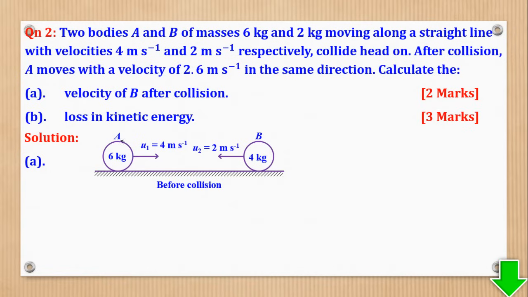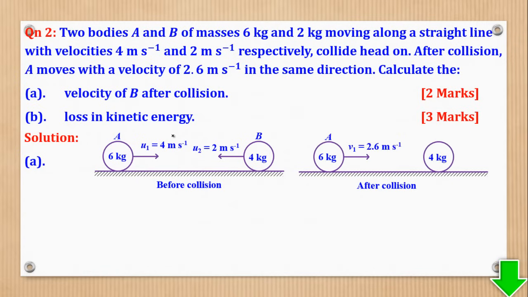Now, this one moved in the same direction after collision, meaning it will have the same sign as the one of U1. Change in sign denotes a change in direction.